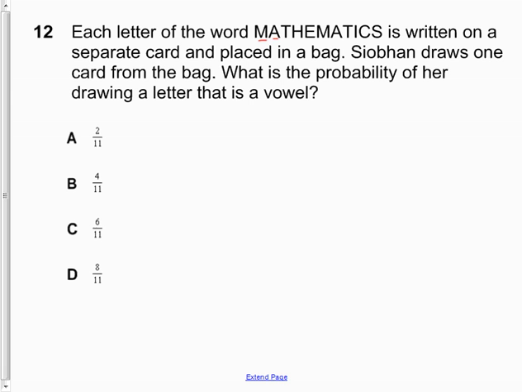So there are 1, 2, 3, 4, 5, 6, 7, 8, 9, 10, 11 letters in the word mathematics. Vowels are 1, 2, 3, 4. 4 out of 11 would be the probability of her drawing a vowel. So therefore your answer is B.